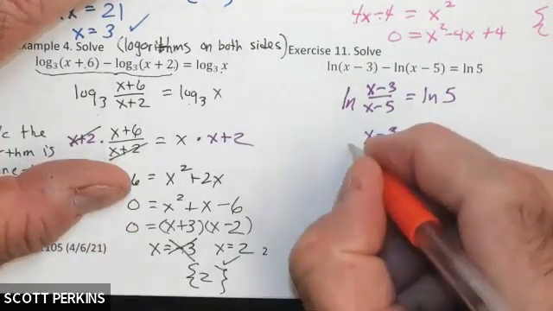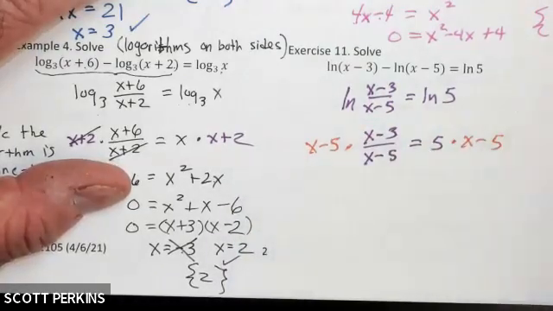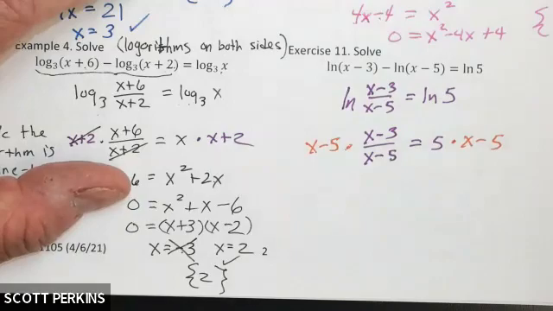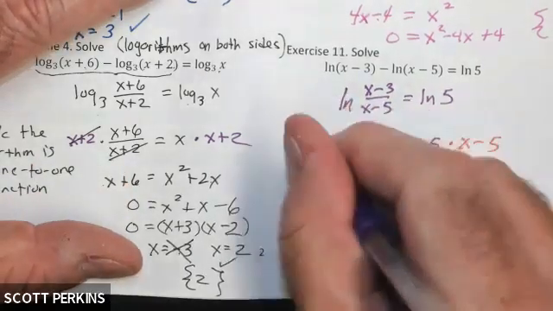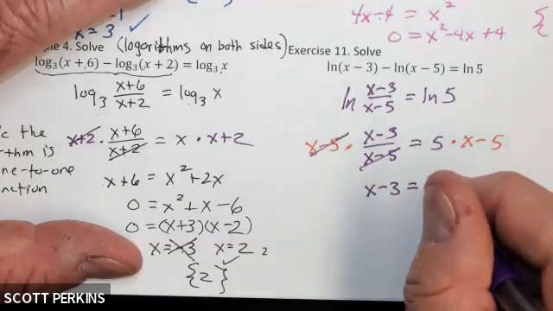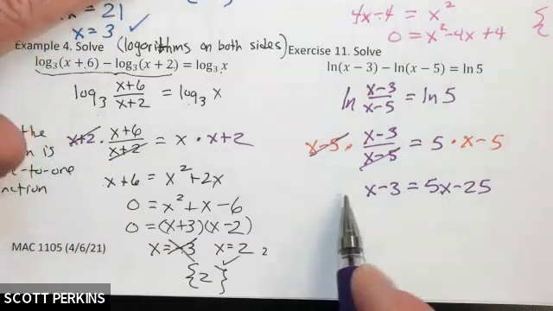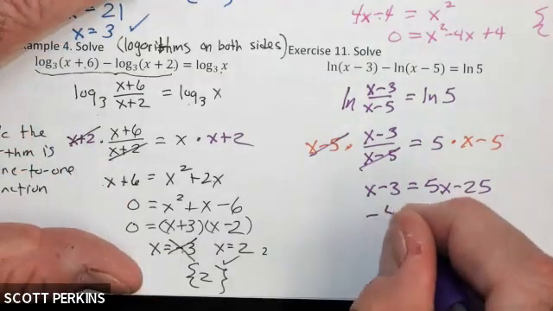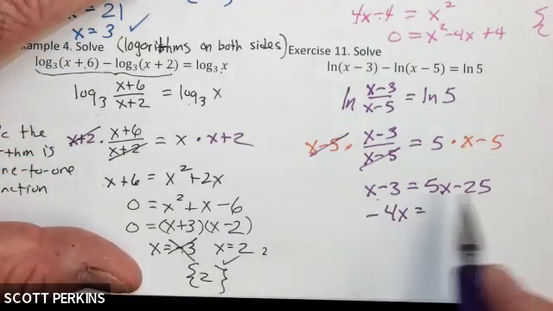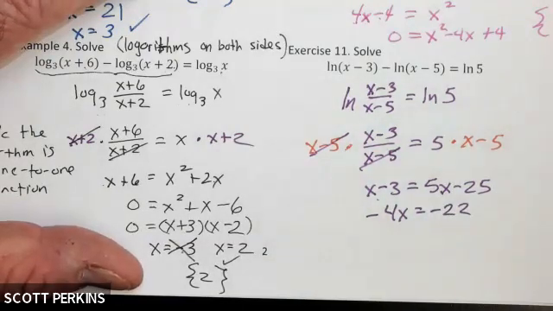To solve that, I'm going to multiply by the common denominator. That is x minus 5 on both sides. On the left, those x minus 5s cancel, and I've got x minus 3. On the right, I've got 5x minus 25. And so I'm going to bring my 5x over by subtracting it. I get negative 4x over here. I'm going to add 3. When I add 3, I get minus 22.